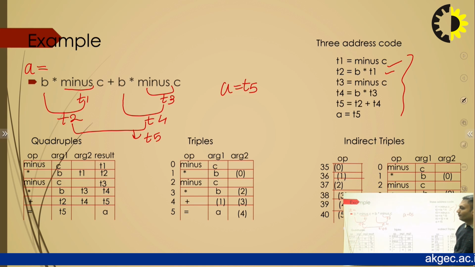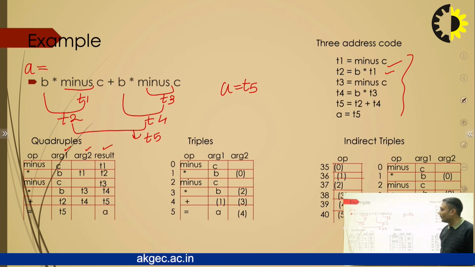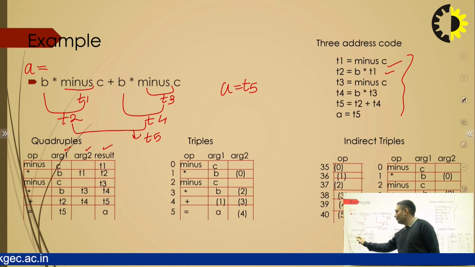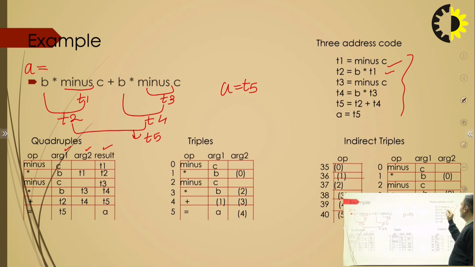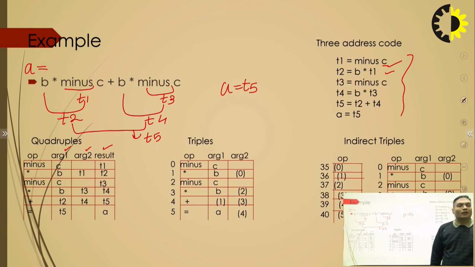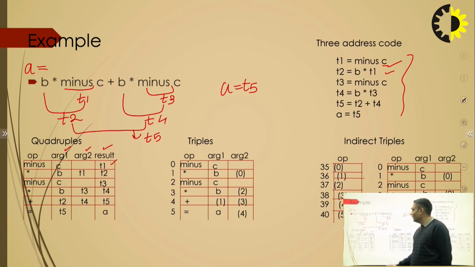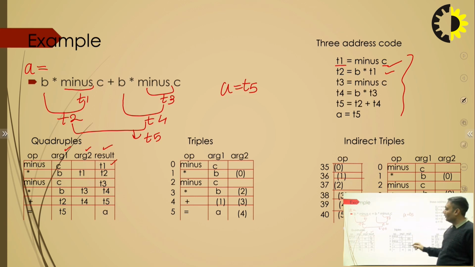Now I will try to convert this 3 address code into quadruple. As I just told you, a quadruple has 4 fields: operator, argument 1, argument 2, then result. So in this case, what is the operator? The operator is minus. And then what is the argument? The argument is this C. So I write minus here, and argument 1 is C. Argument 2 is missing here, and the result we are storing in the variable T1. So this T1 will be stored here.